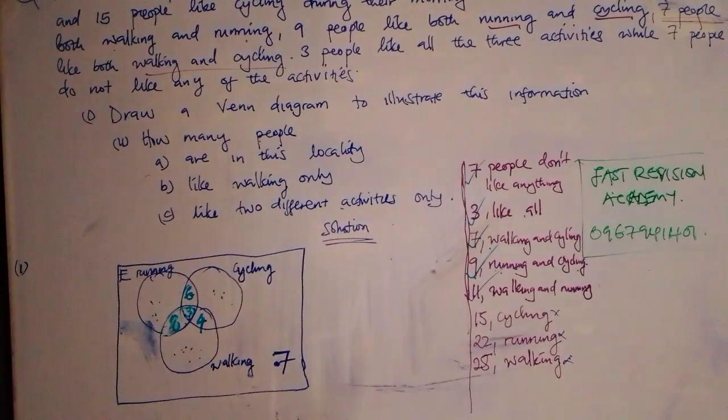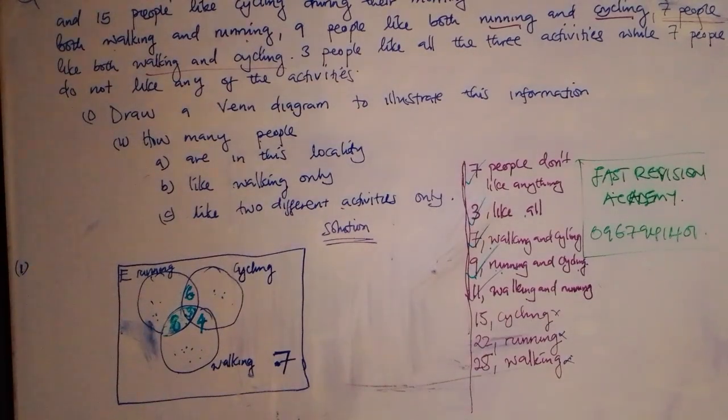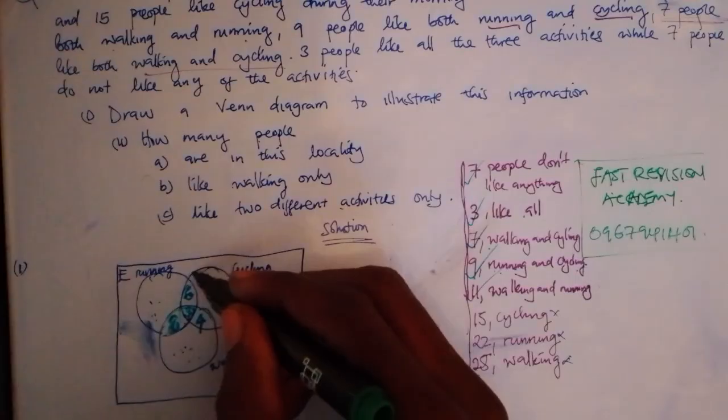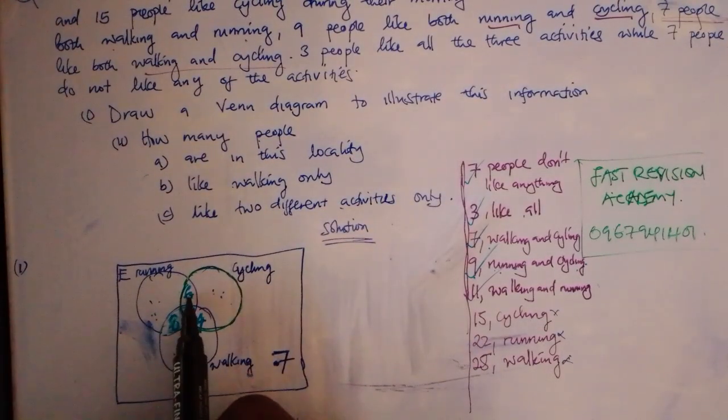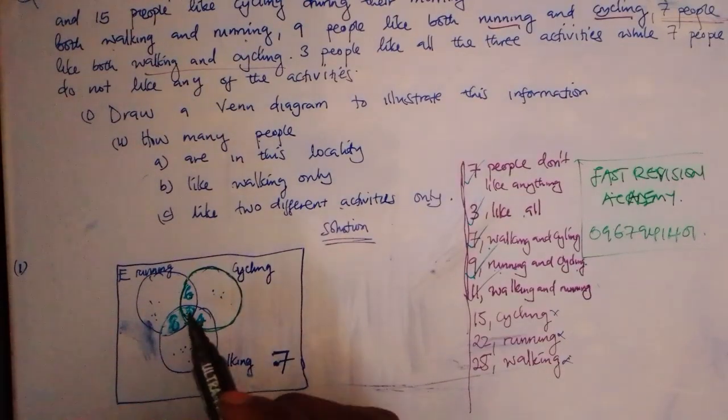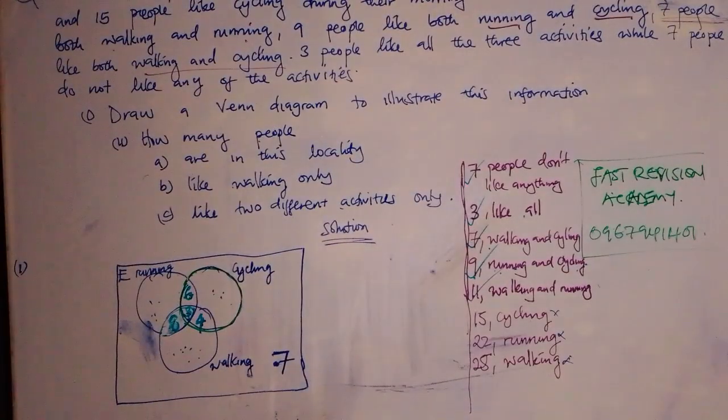Then finally, moving on to those who only liked one thing. So we'll start by cycling. So here we have how many people liked cycling? 15 people. So we have 15 people all together who liked what? Cycling. But here is the tricky part. The cycling part, we have how many people already? If you add 6 plus 3, 6 plus 4, we have 10. 10 plus 3, we have what? 13. So meaning out of 15, we have 13 people already who like cycling.